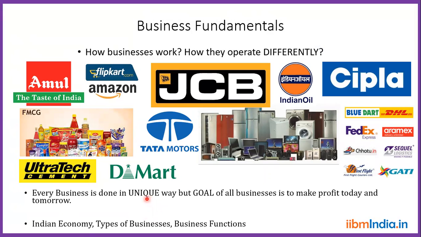And then how, in different industries, different types of companies are doing business, though every business has the unique goal of making more profit or earning money. But every organization works in a different way. Amul works in a different way. Tata Motors has its own different strategies, different types of products, different types of factories. DMart doesn't manufacture anything, but still they do business.